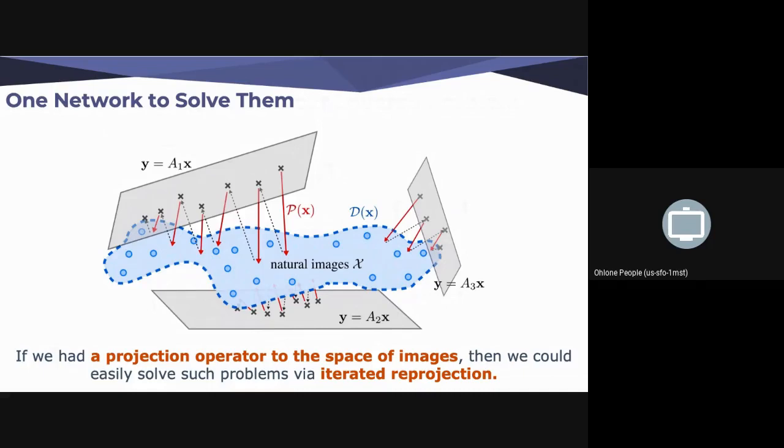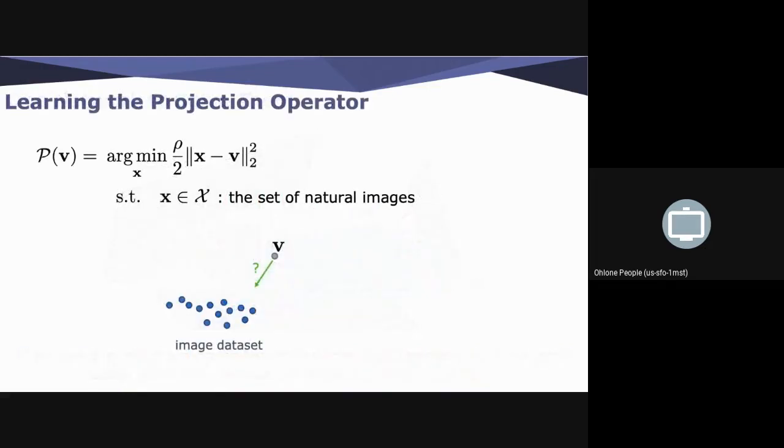So the insight that we had was that instead of trying to solve each of these problems individually, you could instead learn a projection operator to the space of images. And this one single operator, a projection operator to the space of images, can be repurposed for solving any linear inverse problem regularized by images by simply using iterative reprojection, a very simple classical technique from optimization.